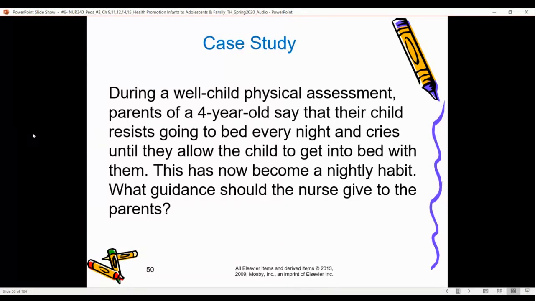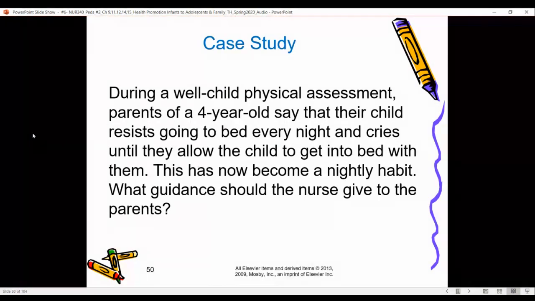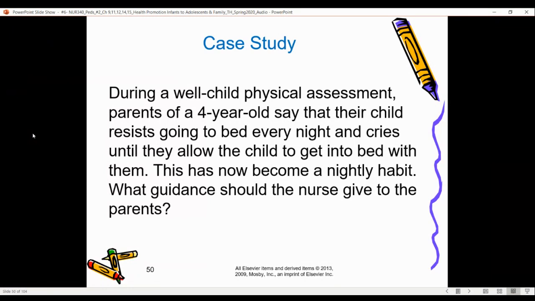Okay, let's talk about a case study here. So doing a well child physical assessment, parents of a 4-year-old say that their child resists going to bed every night and cries until they allow them to go to bed with them. This has now become a nightly habit. What guidance should the nurse give to the parents? So think about all the things that we just talked about. What kind of things would you tell this parent to help deal with this?